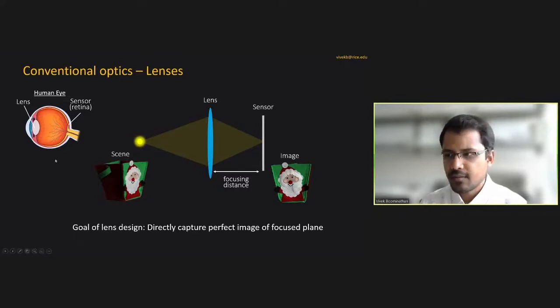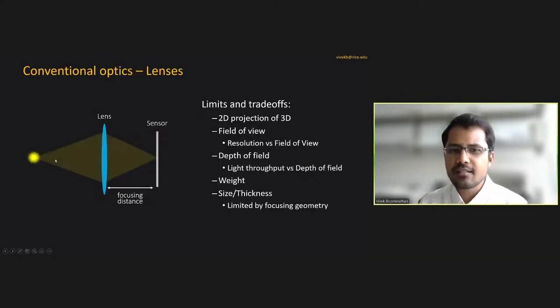However, there are limits and trade-offs when it comes to lenses. A simple one we can imagine is it directly maps a 3D scene onto a 2D image, losing three-dimensional information. And there are other trade-offs like trade-off between resolution and field of view, trade-off between light throughput and depth of field. Lenses can get heavy. And also there is a constraint on the thickness of the camera due to lenses, which we will touch upon later.